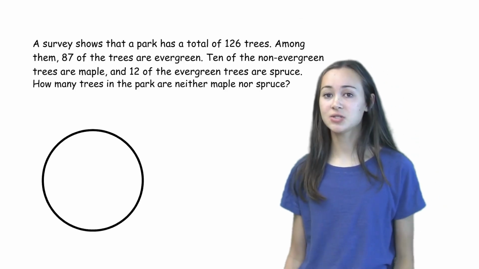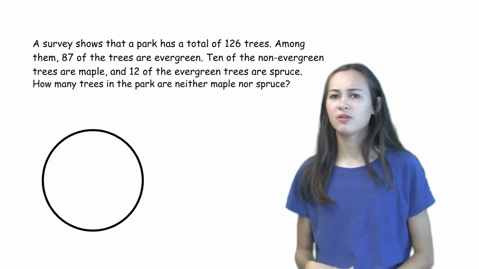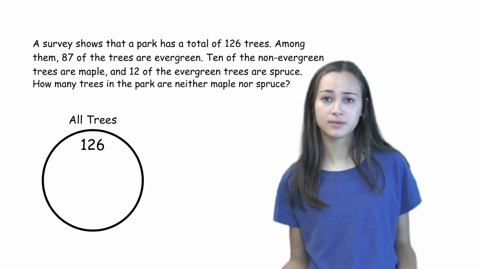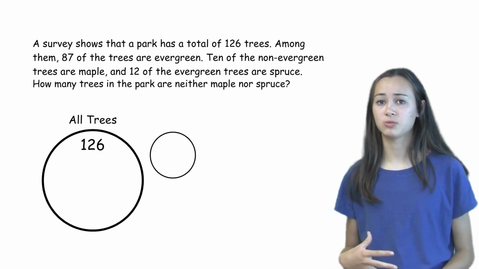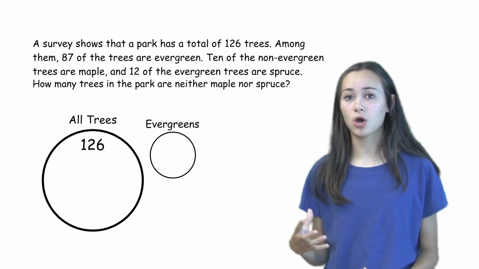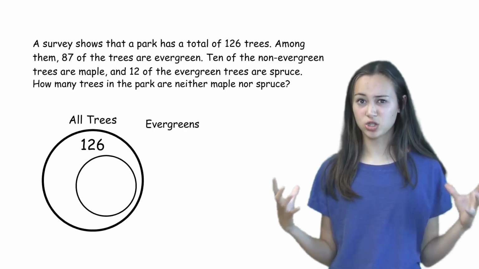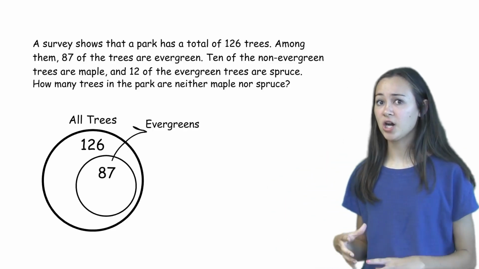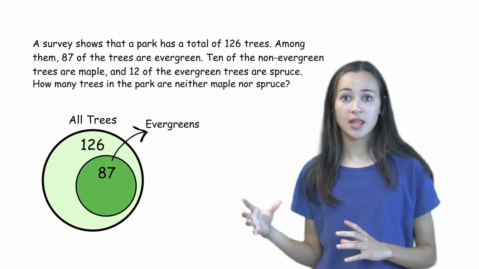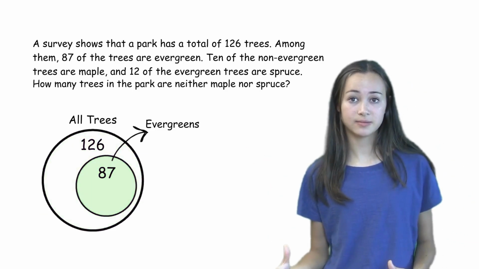Instead of using boxes, we can use circles to represent the different categories of trees. First, we can draw a large circle to represent all of the trees in the park. Next, we can draw a circle representing the evergreens. And since the evergreens are a part of the trees in the park, we will draw the circle inside the large circle. So the area inside the circle is the evergreen trees. The area outside the small circle are the trees that are not evergreen.